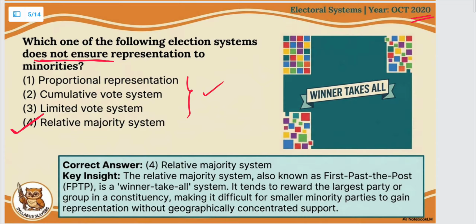ठीक है. So the relative majority system, which is also known as the first past the post system, is a winner takes all system. ठीक है. It tends to reward the largest party or group in a constituency, making it difficult for smaller minority parties to gain representation without geographically concentrated support.